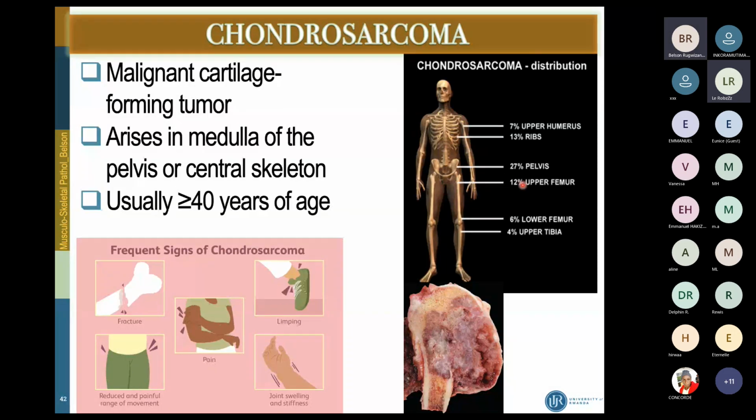So chondrosarcoma is its counterpart, a malignant one. It arises from the medulla of the pelvis and the central skeleton, usually around 40 years of age. And you see that 27% arise from the pelvis, others upper femur, others lower femur, and so on.